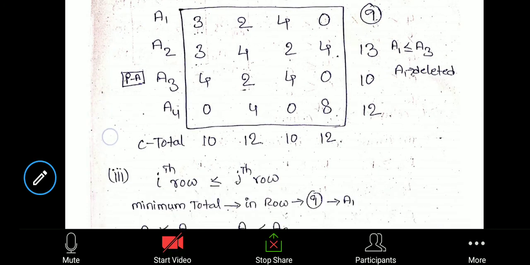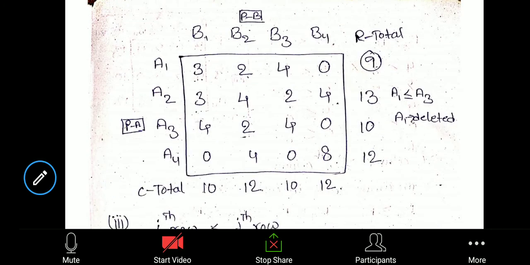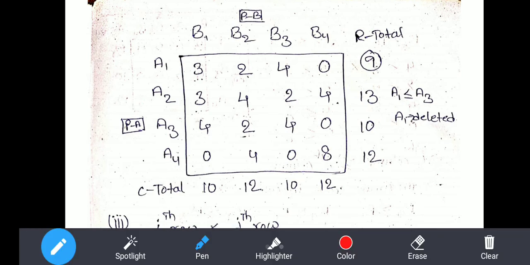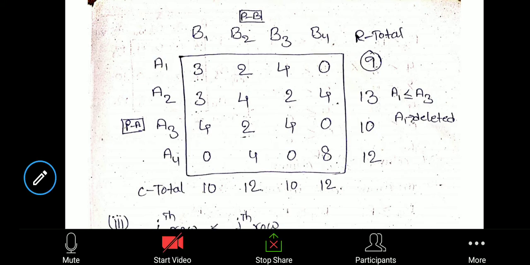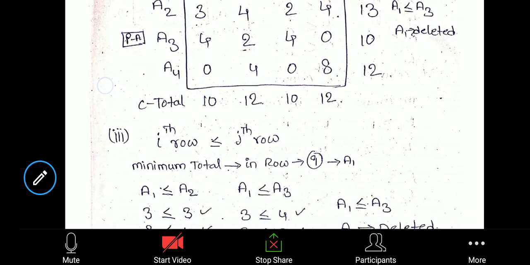The next thing is the row wise minimum. Which is the row wise minimum here? Among the total values, 9 will be the minimum. 9 means the A1 row is selected here, and it will be checked with the condition. We are applying the condition here.